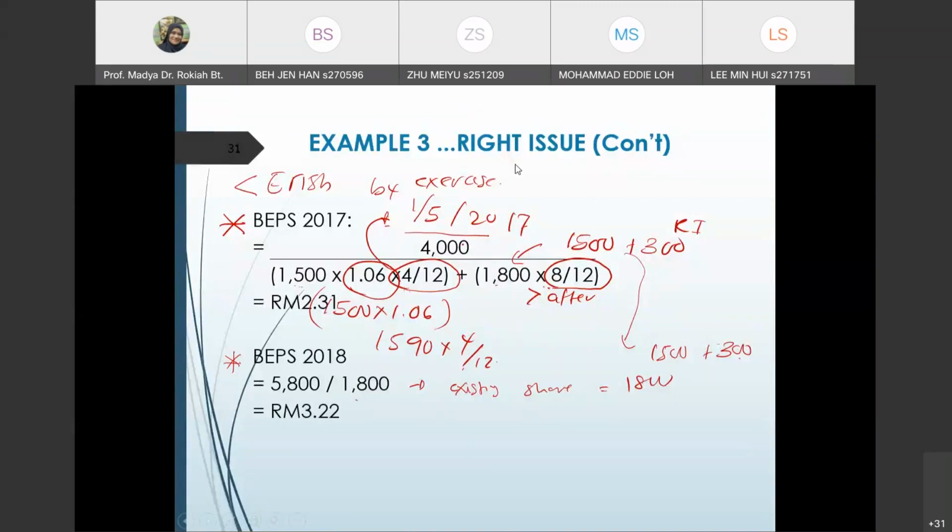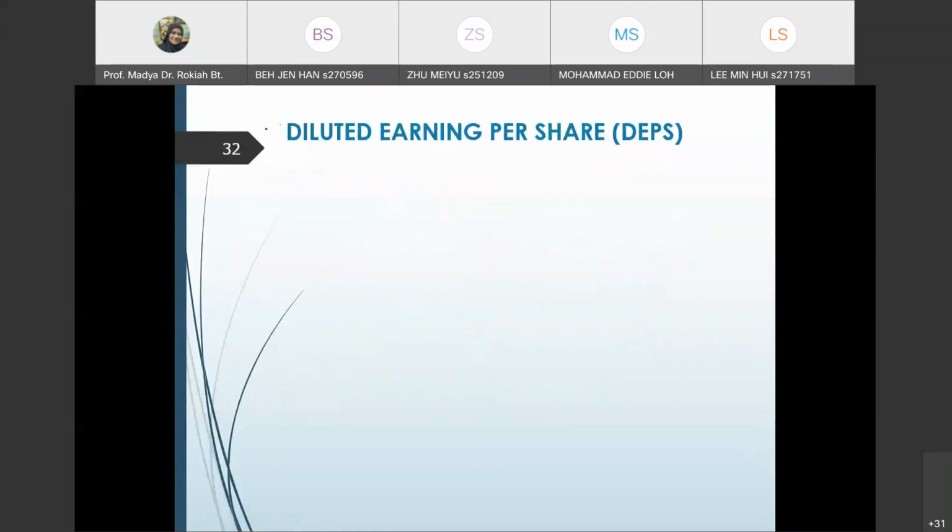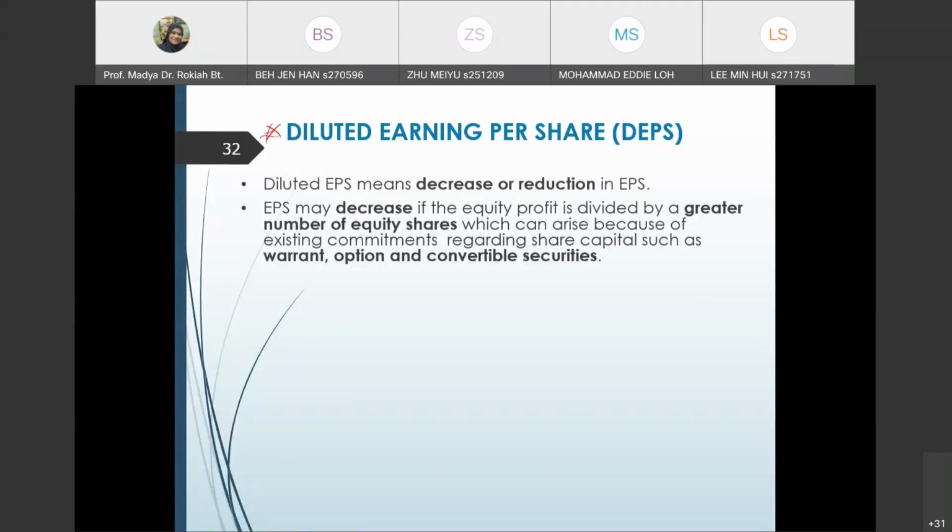This one is the basic earnings per share for 2018, 3.22. Now we are going to look at the diluted earnings per share. Starting from this one, you need to pay more attention to the diluted earnings per share. Diluted earnings per share means that there is a decrease or reduction in earnings per share. EPS may decrease if the equity profit, okay, just wait for a while.